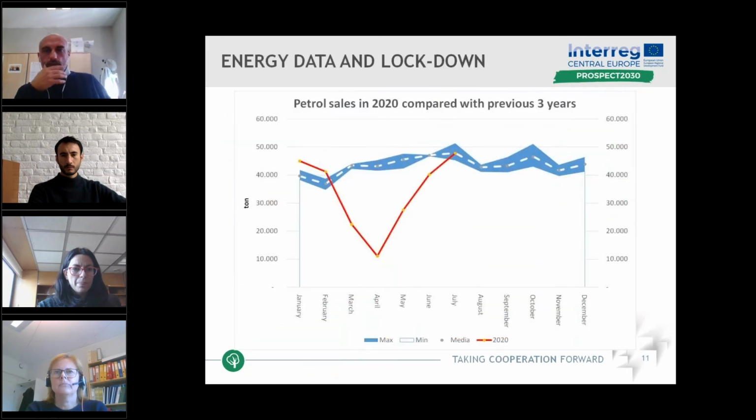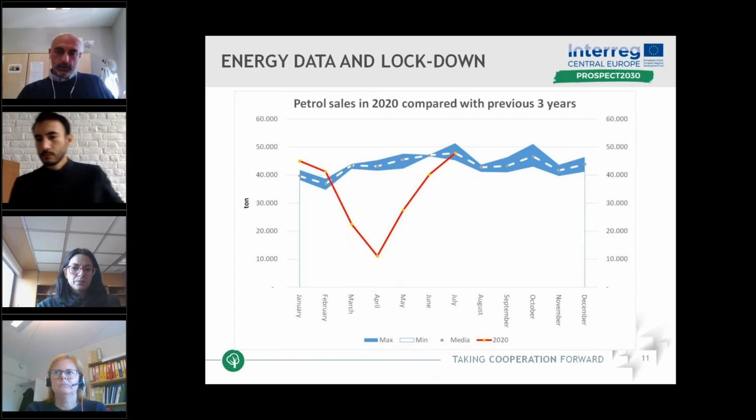I just want to go to the end of my presentation and show you some very interesting information related to what happened this year. Of course, here I compared data coming from petrol sales this year, which is the red line, with the previous years. And here you can very clearly see the impact of the lockdown during the springtime. This is for petrol, and this is also for diesel.